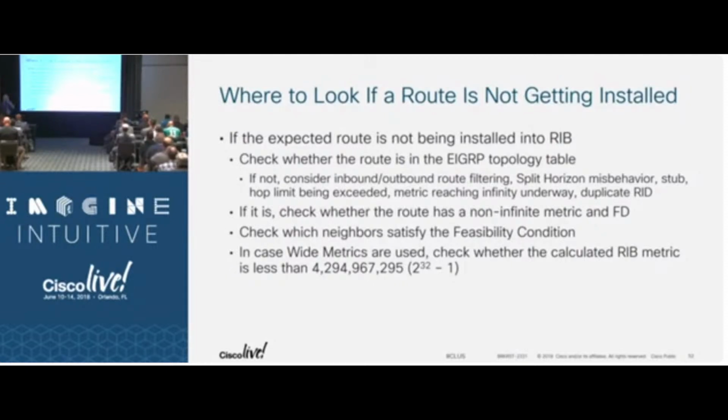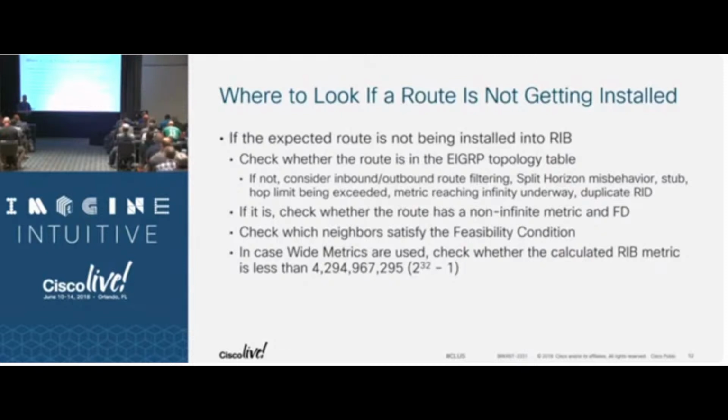If you see that route in your topology table, but it's still not getting into the routing table, check whether it is reported with a non-infinite feasibility distance, because it could be a zero successor route. Check what neighbors are satisfying the feasibility condition, just to check that they are the ones you expect to be the next hops. And if you're using a recent IOS, you know that you're running what we call wide metrics.